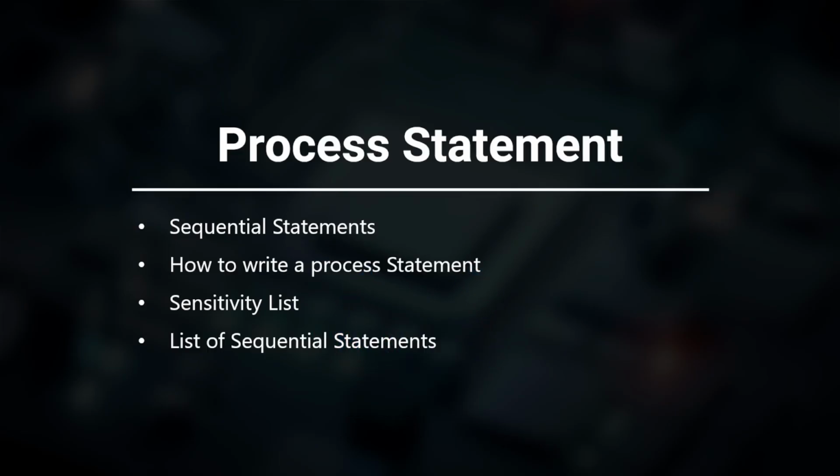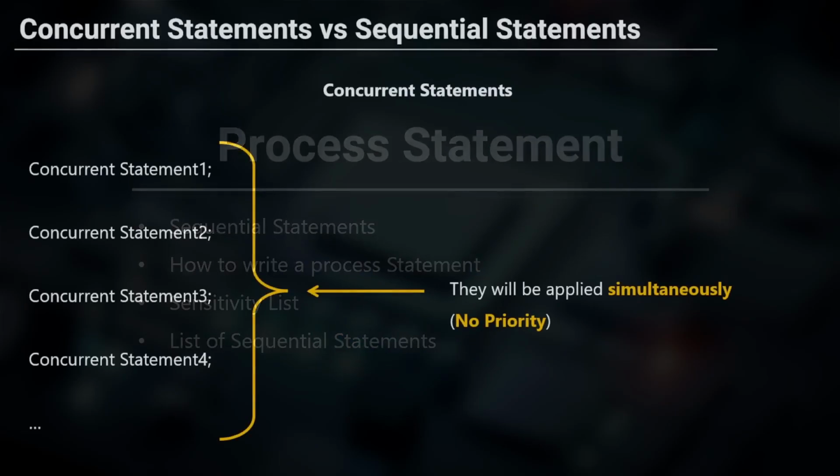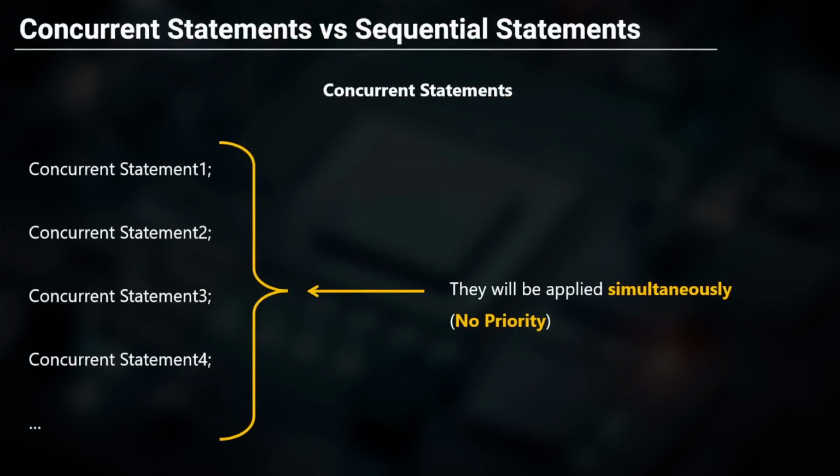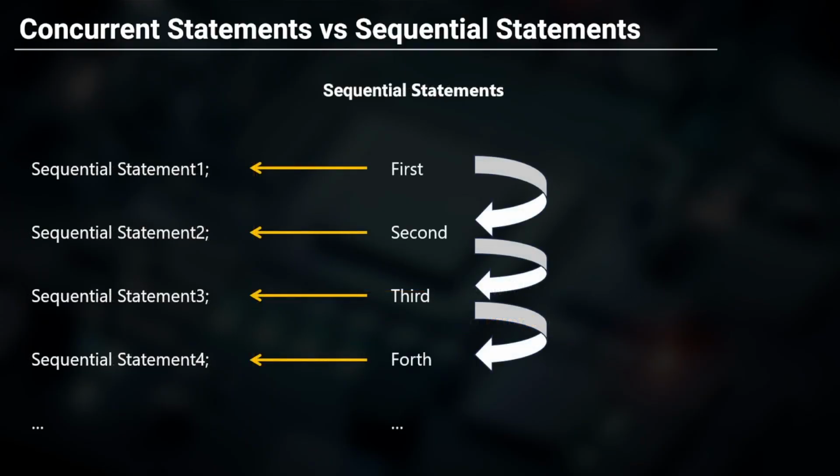In previous episodes, we talked about concurrent statement. If you write several concurrent statements, they will apply at the same time and there is no priority. But in the sequential statement, we have a different story. Sequential statement will be applied line by line and there is a priority.